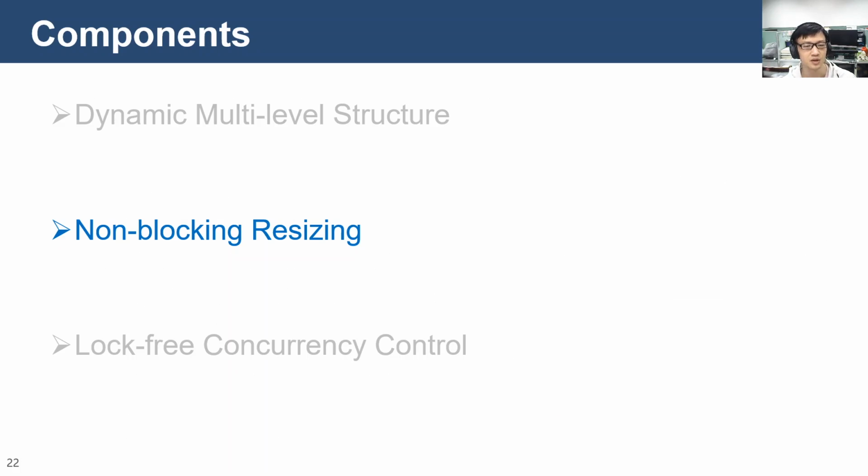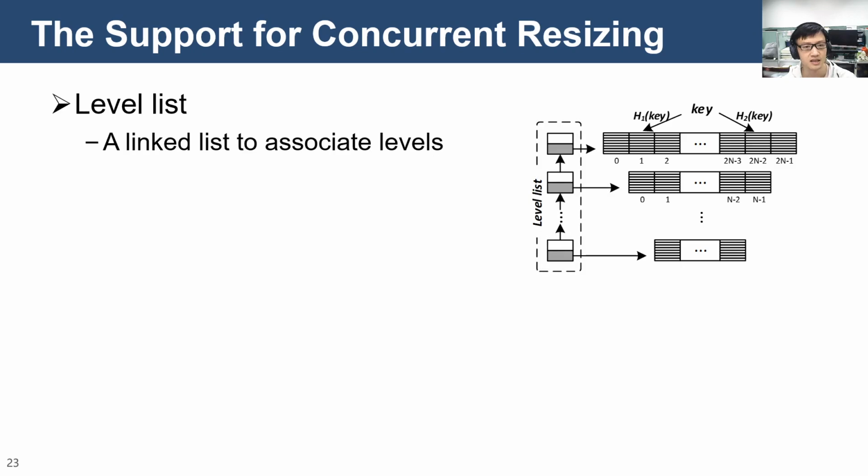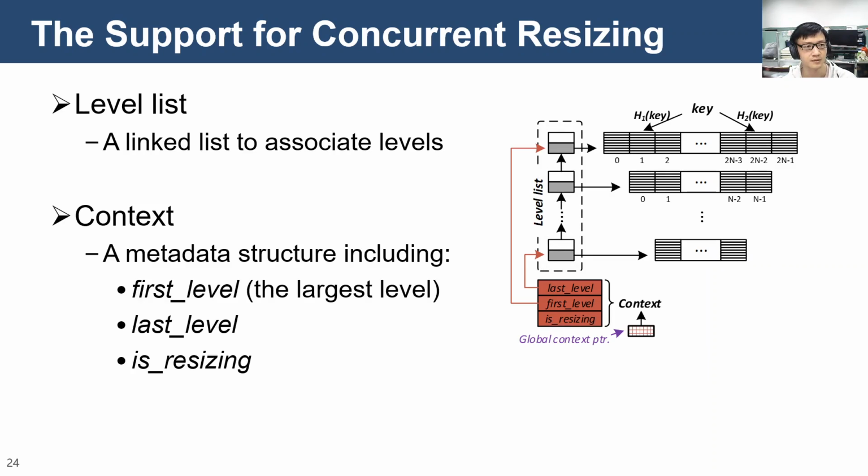Let's begin with the non-blocking resizing. In order to support concurrent resizing, we define level list and context in clevel hashing. A level list is a linked list to associate different levels. The context is a metadata structure with 2 pointers and a Boolean flag, including first level, last level, and is resizing. The first level and the last level are interpreted as the level with the most buckets and the least buckets respectively.